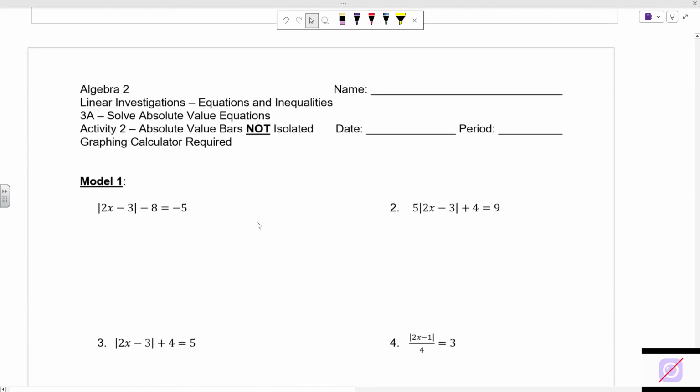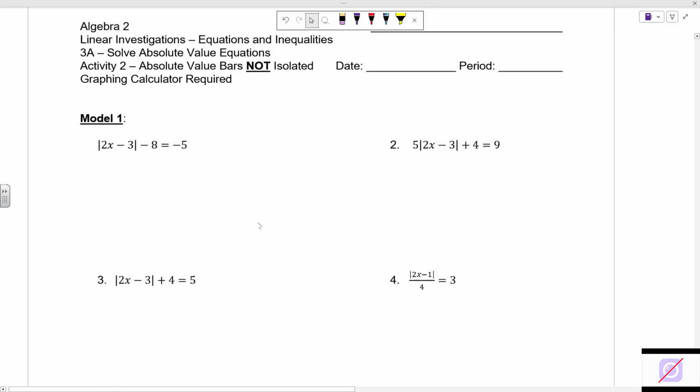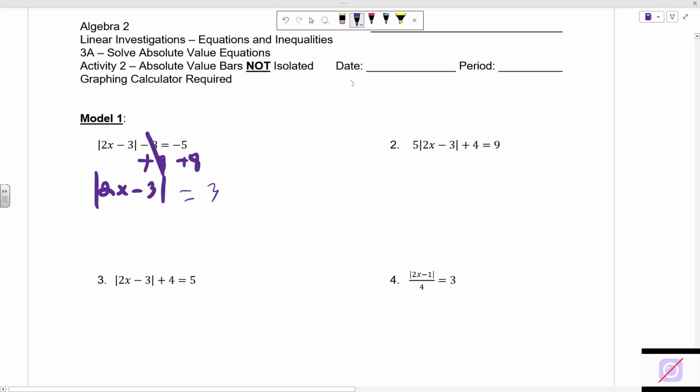Let's look at the next page, 26. So in this case, you have to get the bars by themselves. So you have to remove this 8 by adding. This cancels out the 8, so you get 0. So then you have absolute value, 2x minus 3 equals positive 3. So now the bars are by themselves.